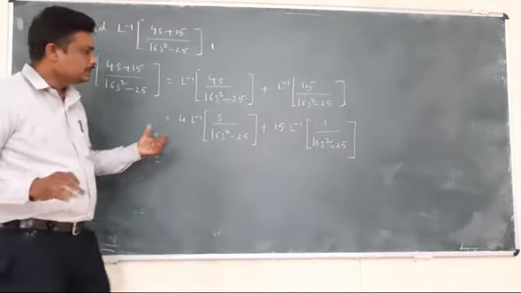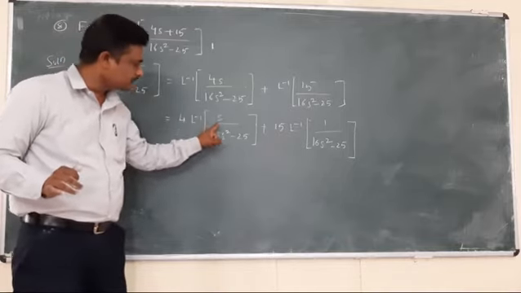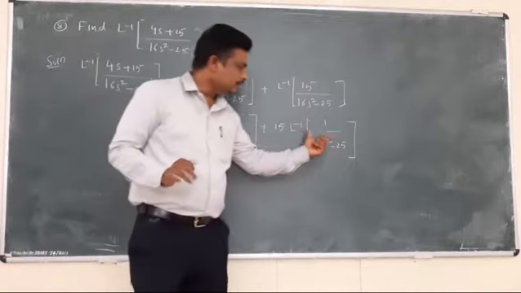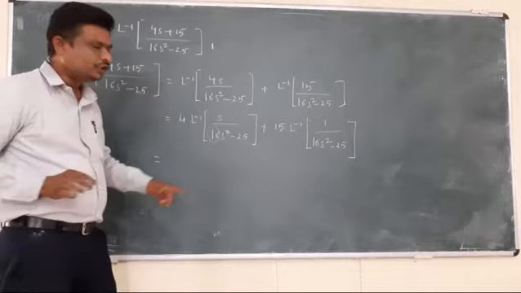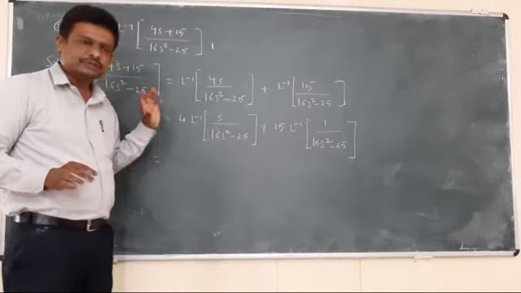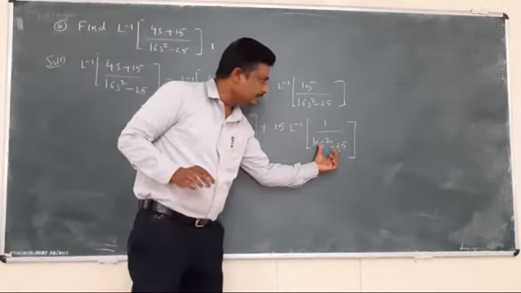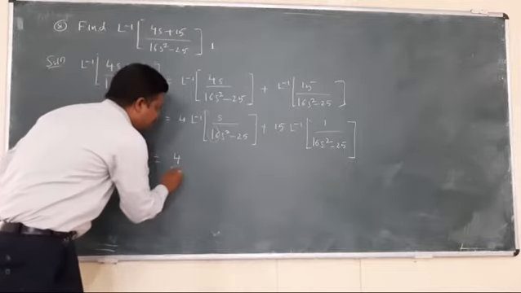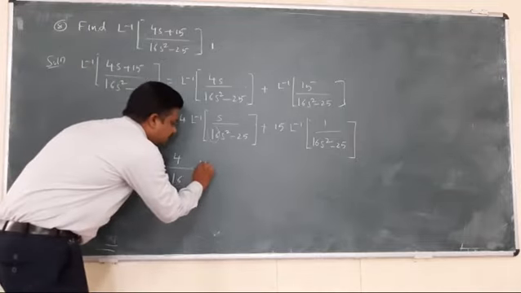Here we can observe we can apply the formulas: L inverse of s upon (s square minus a square) is cos hyperbolic of at, and 1 upon (s square minus a square) gives sin hyperbolic of at. The problem is this 16, it should be free from s square. So s square should be free from constant. For that, I will divide the denominator by 16. Here also I will divide the denominator by 16. So it will become 4. I will take 16 common here and write it outside the Laplace sign. So L inverse.